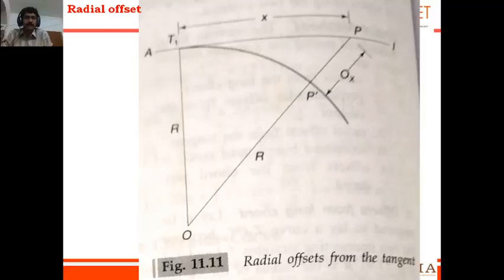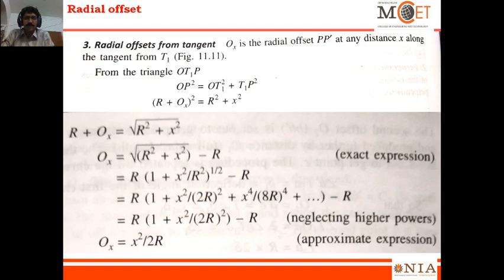For the radial offset, from T1 to the intersection point, we are considering an x distance, say at a point P. And it is the origin of the arc, and it bisects the arc at P dash, and it produces up to P. So we need to determine the P dash distance, that is OX, the radial offset from the tangent. We need to determine it, right? How can we determine it? You remember this diagram, you need to draw this. Radial offset from the tangent, OX is the radial offset P dash at any distance x along the tangent T1.